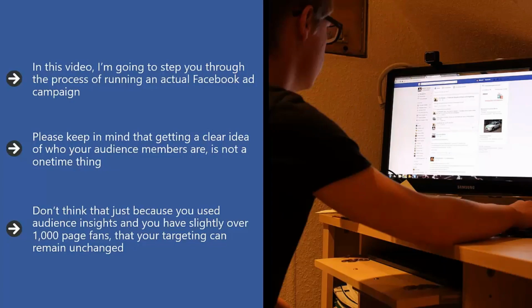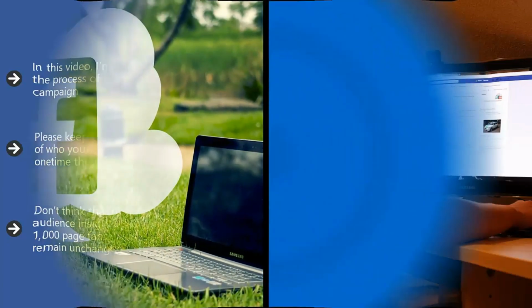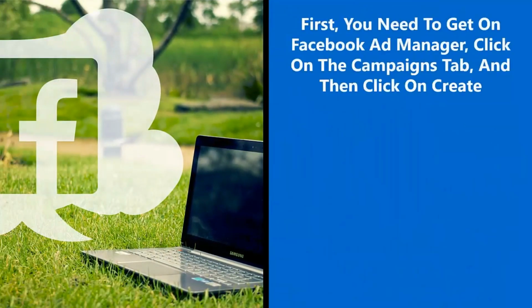In this video, I'm going to step you through the process of using Facebook Ad Manager to set up an actual ad campaign. First, you need to get on Facebook Ad Manager, click on the Campaigns tab, and then click on Create. This will get you going on launching a new Facebook advertising campaign. The first thing you will notice is that you actually have 11 different campaign objectives to choose from. Here are the options and quick descriptions of them.